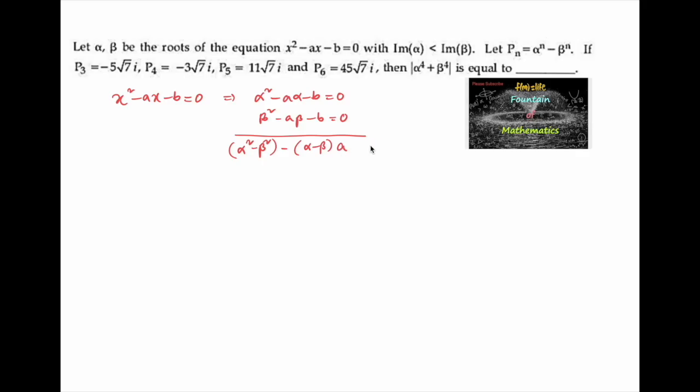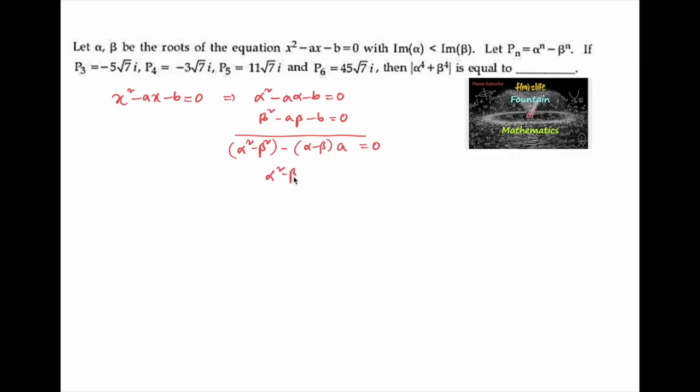Given that alpha and beta are the roots of the equation x square minus ax minus b is equal to 0. So we can say alpha square minus a alpha minus b is equal to 0 and beta square minus a beta minus b is equal to 0. And if I subtract these both, alpha square minus beta square minus of alpha minus beta of a, and again plus 0, which is equal to 0.